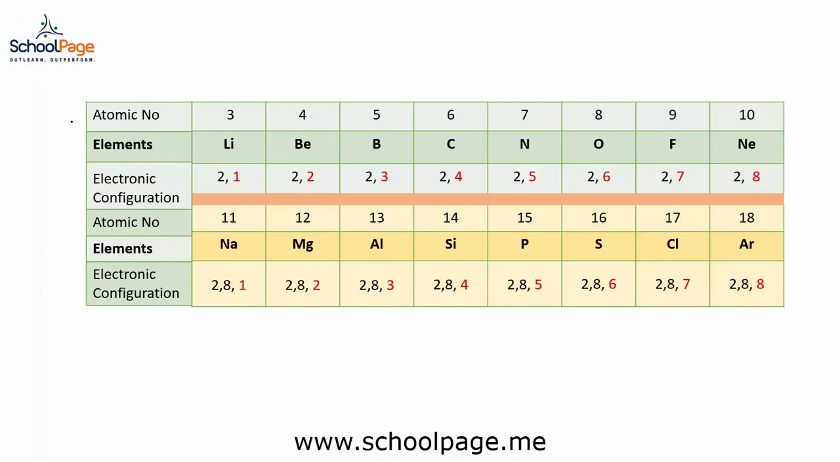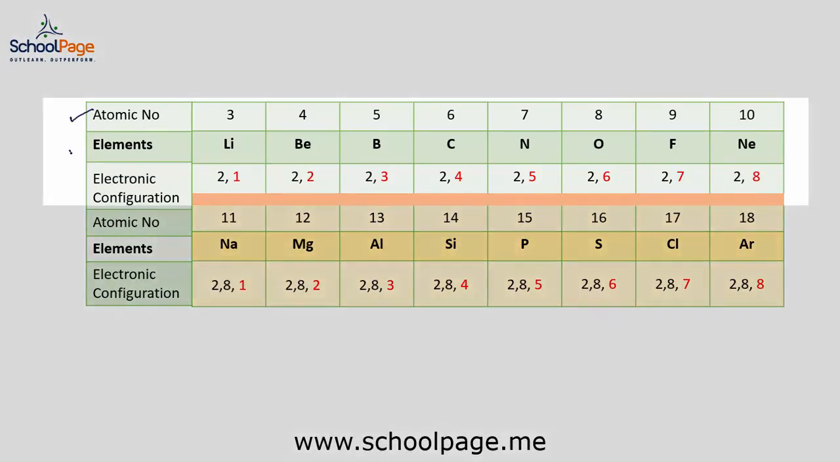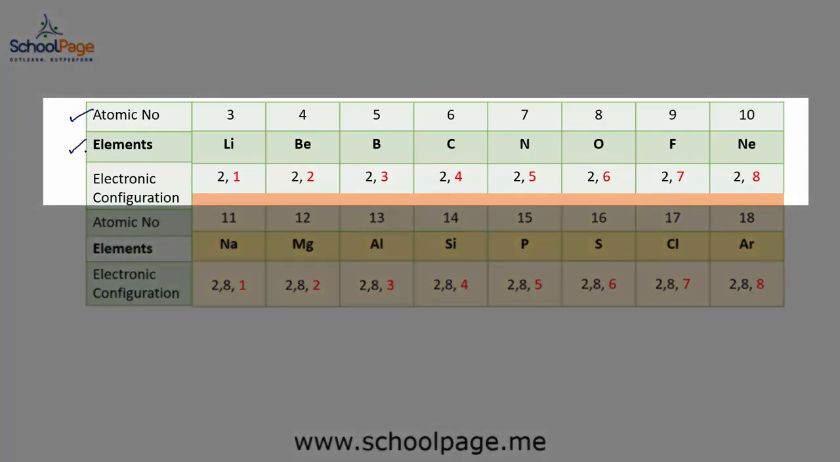Observe here, the first row gives the atomic number of the elements, the second row gives the element name in symbol form, and the third row gives the electronic configuration. Now here you can see the atoms are listed from lithium to neon, and observe the atomic number. It is continuous: 3, 4, 5, 6, 7, 8, 9 and 10. Now below that you can also see their electronic configuration.